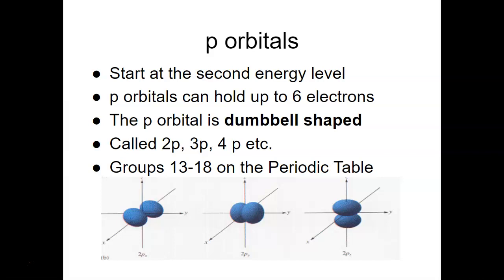Your p orbitals, that's that group over to the right with boron, carbon, sulfur, that whole group. They are going to start on that second energy level. If you notice, boron starts on level 2 or row 2. They can hold 6 electrons because there are 3 sublevels, and each sublevel holds 2 electrons. So 3 sublevels times 2 is 6. The p orbital is dumbbell shaped. It's called 2p, 3p, again, those big numbers coming from the row. And this is groups 13 through 18 on the periodic table.